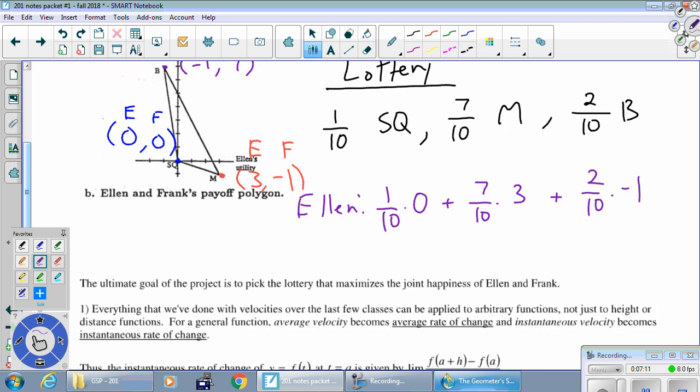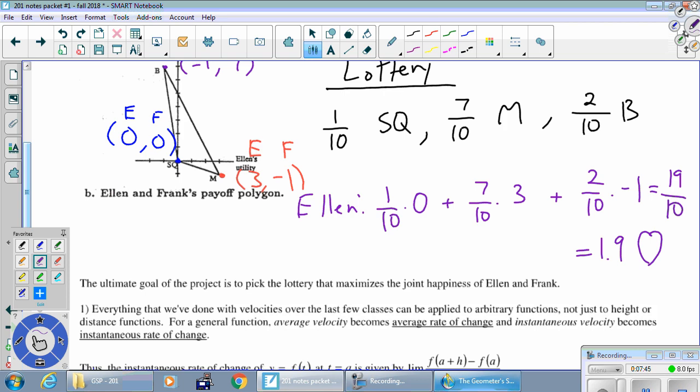These are actually the number of hearts that Ellen can expect to come her way. And so if we add these things up, we get 21 minus 2, that's 19 over 10, which is 1.9. And the unit still here is hearts. So what does this mean? Well, can Ellen ever get 1.9 hearts for one of these three locations? Well, if she goes to the mountains, she gets 3 hearts. If she goes to the beach, she loses a heart. And if she stays home, she gets 0 hearts. 1.9 is not one of the allowable outcomes.